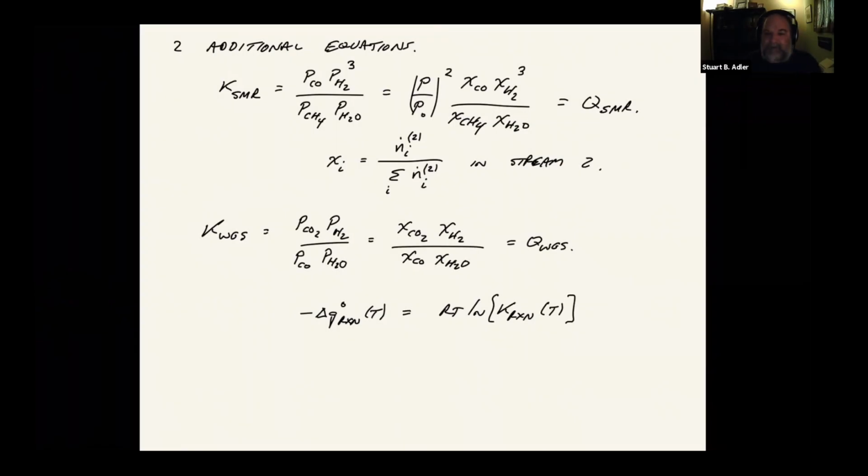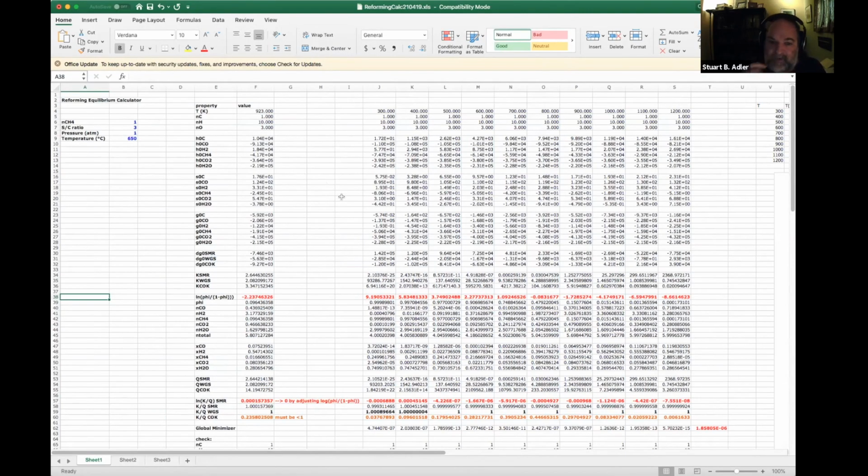So how do we solve this? One of the tools we could use is Excel. And for your convenience, I have posted on Canvas a handy steam methane reforming calculator, which I'm going to show you right now. Okay, so here's the calculator.